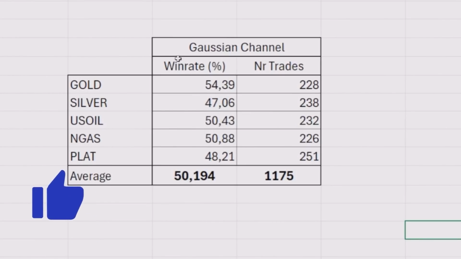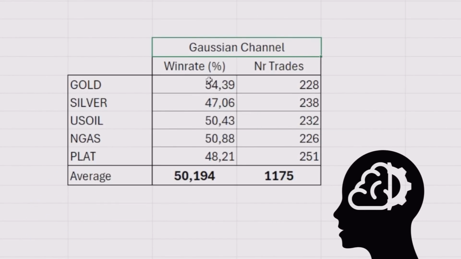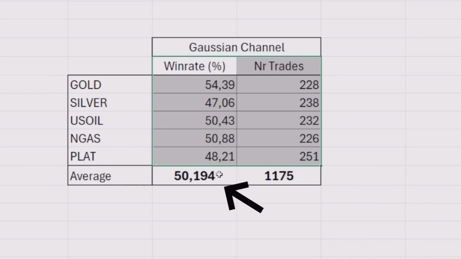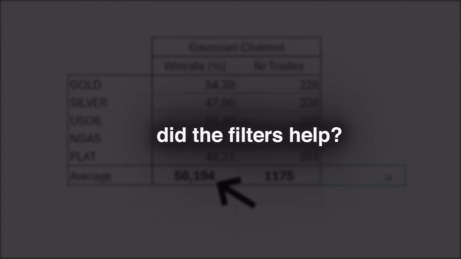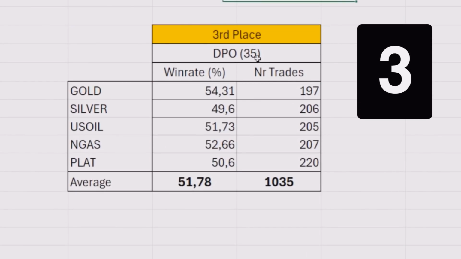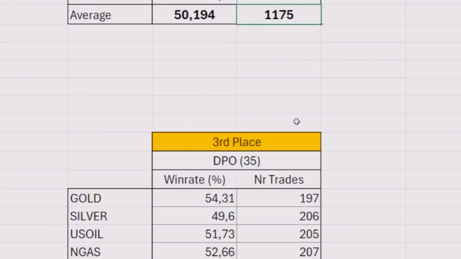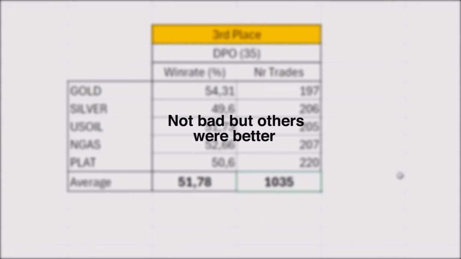Alright, the tests are done, and just to refresh your memory, the Gaussian channel had a 50.19% win rate. So did the filters help? In third, we have the DPO, with a 51.78% win rate and a small drop in the trade count. Not bad, but others were better.